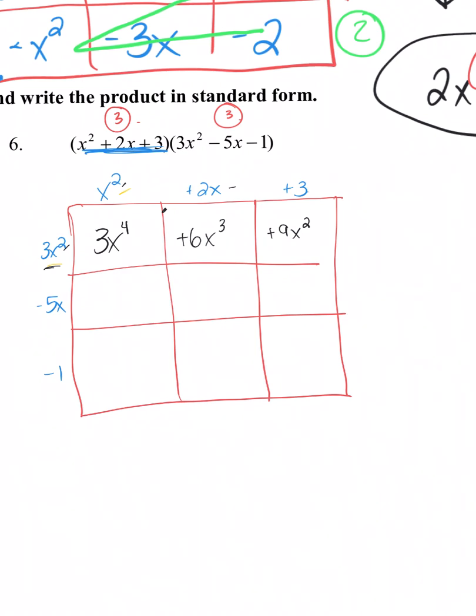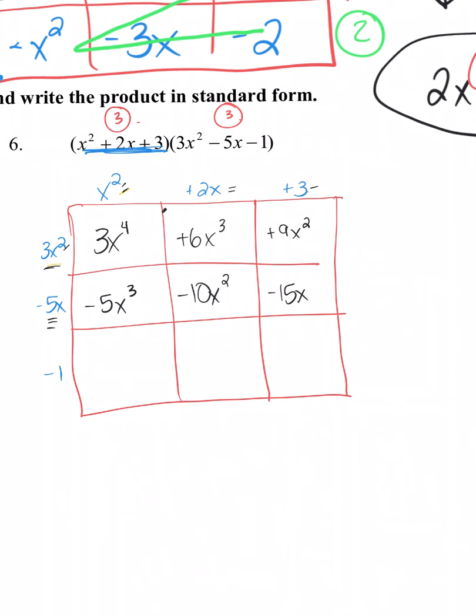And then I could drop down to my second row. So now I have a negative 5x times x squared, which gives me a negative 5x cubed. Then I'm going to say negative 5x times positive 2x, which gives me a negative 10x squared, right? Because I have to add my exponents. Then I have a negative 5x times a 3, which gives me a negative 15x.